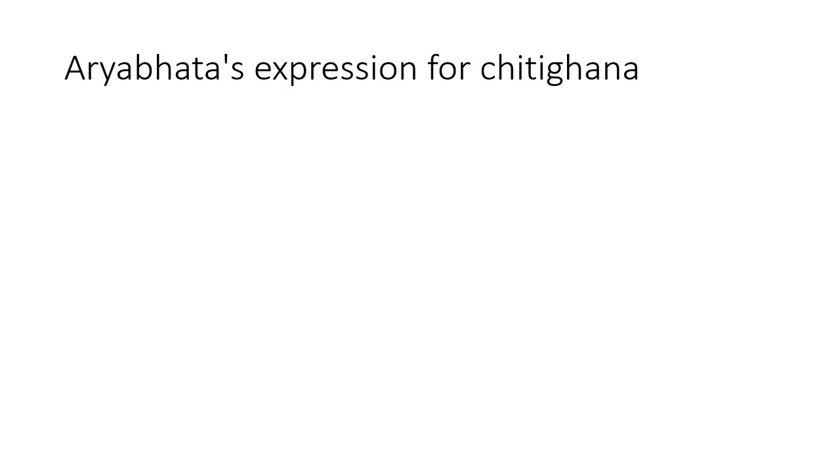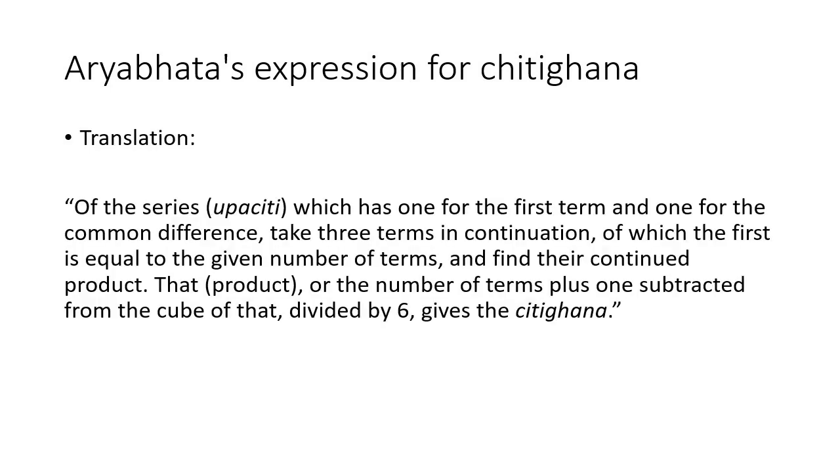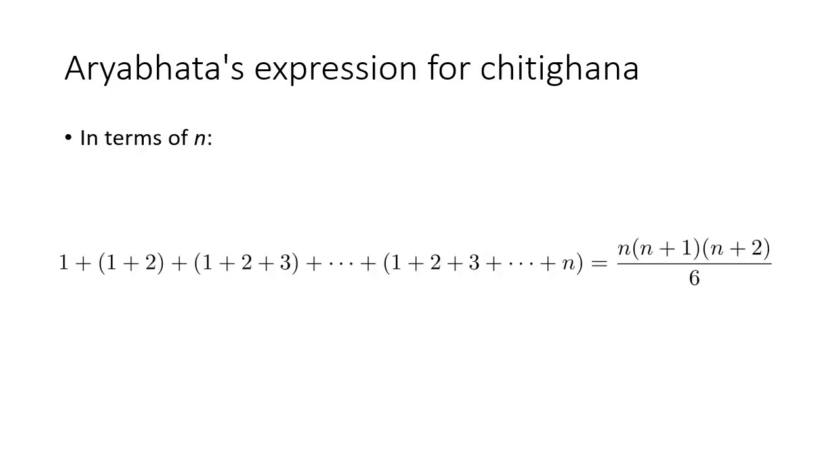Aryabhata's expression for the Chitighana is given in verse 21 of the Ganita Pada of the Aryabhatiya. So here is the Sanskrit verse. I will again skip the translation. You can pause it and look at the translation. And the expression given by the verse is given in this equation. So 1 plus 1 plus 2 plus 1 plus 2 plus 3 till 1 plus 2 plus 3 till n is n times n plus 1 times n plus 2 over 6.